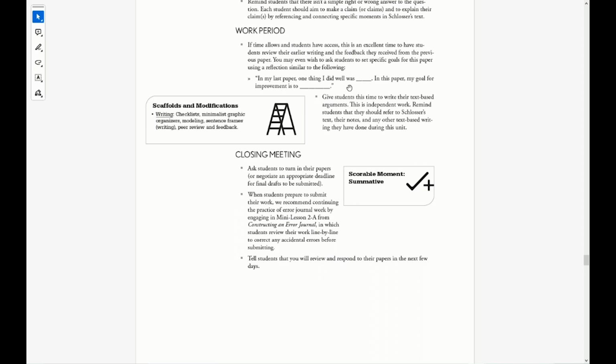You know, in my last paper, one thing that I did well was this, and something that I'm going to work on as a goal for this paper is this. Or you can talk to them about what were the difficult parts they had with the previous paper. What were the challenges they ran into? Can we brainstorm some solutions to that as we go into this writing?